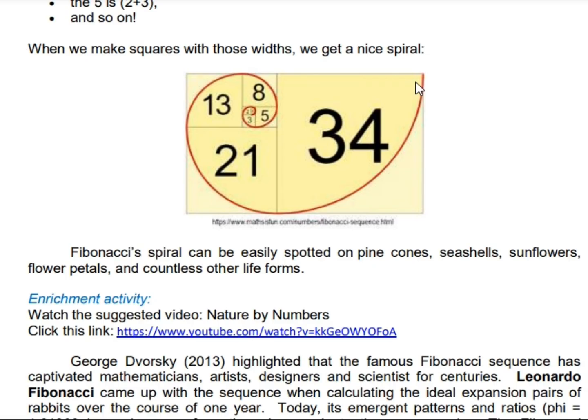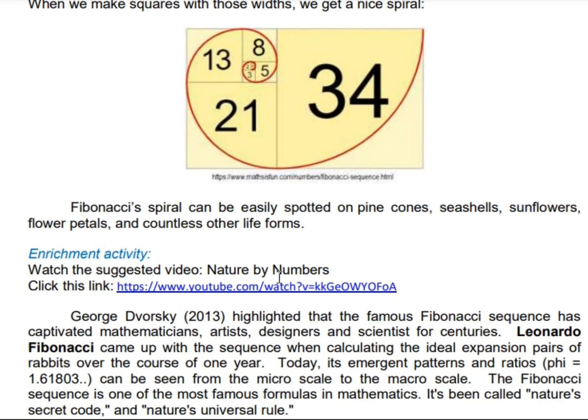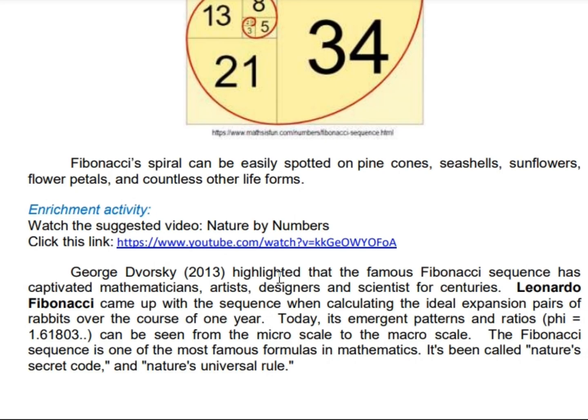And from the golden spiral, we see in the video the distribution of seed heads of the sunflower. So the Fibonacci sequence or the Fibonacci spiral can be easily spotted in pine cones, seashells, sunflowers, and flower petals, just like we discussed a while ago, from one-petal flowers to two petals, three petals, and countless other forms. So nature exhibits patterns, sometimes in numerical patterns like the Fibonacci sequence.